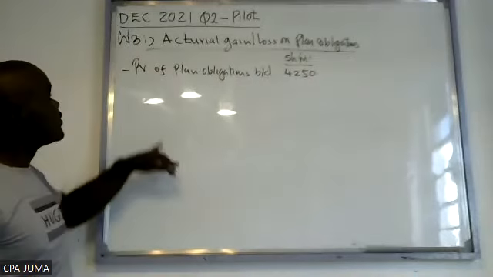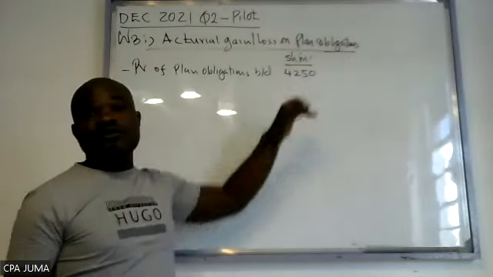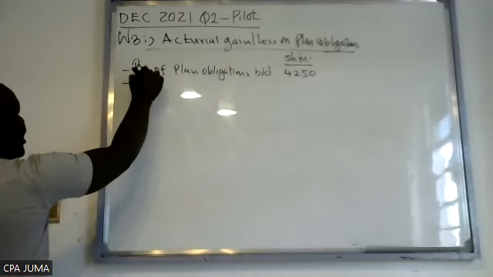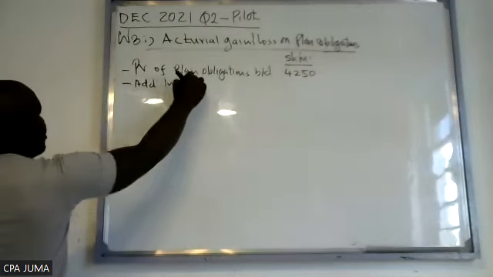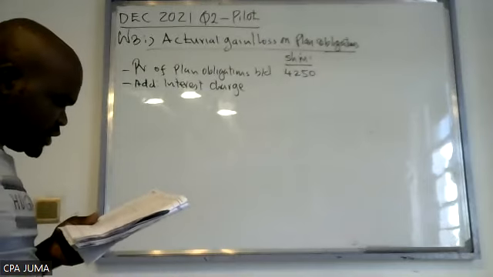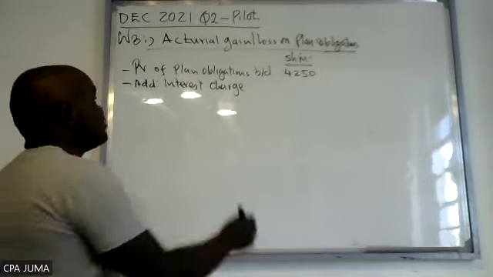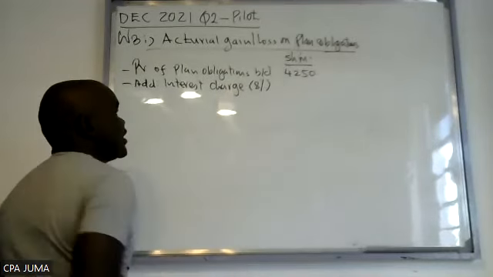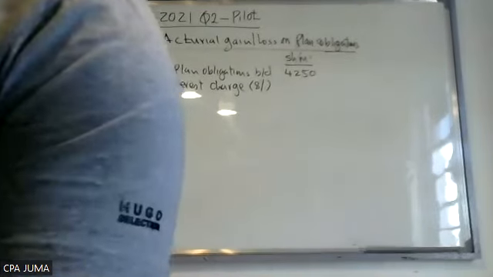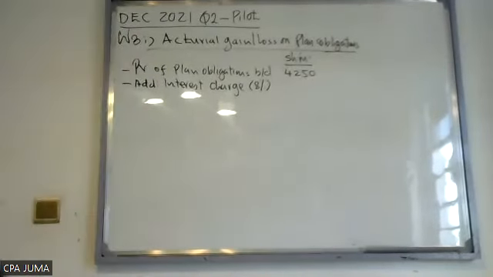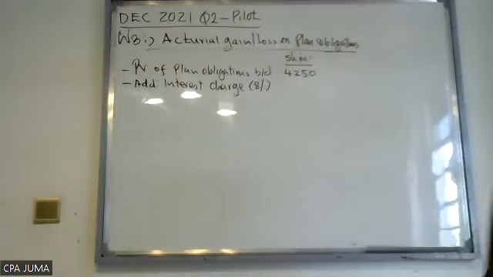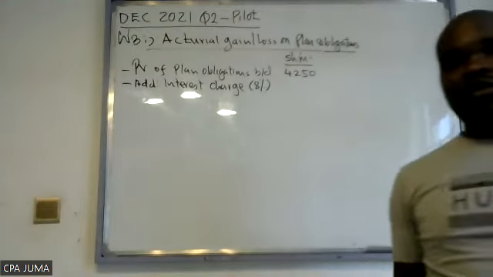So those are the obligations. So plan obligation was 4250. Failure to service or to pay that obligation, we charge you. So you add interest charge. They said they will charge us an interest rate cost of 8%. I hope you can see the 8% there. They will charge 8% if you fail to service. So how much is that? 8% of 4250 is 340.